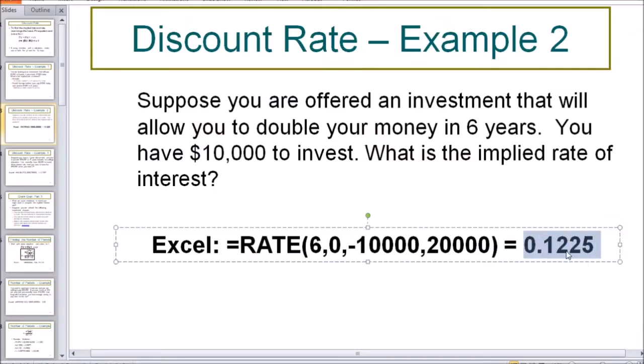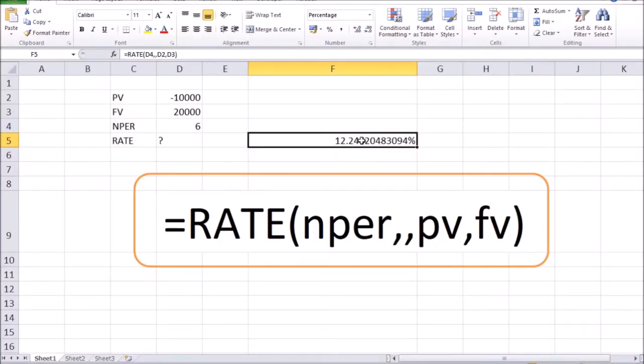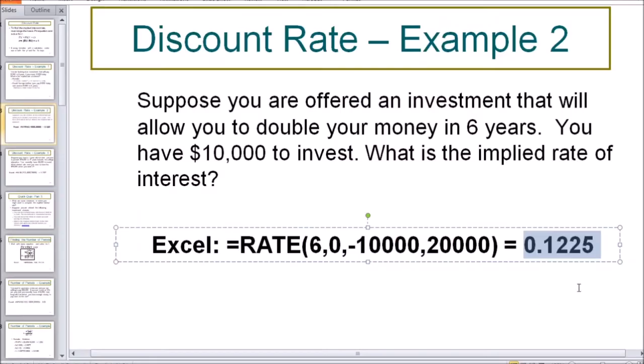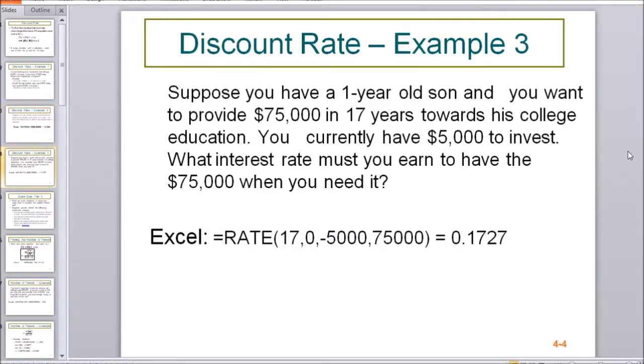Right, 12.25. Yeah, if we round to only 2 decimal places after the point, it's going to be 12.25%. Yes, or in decimal numbers, 0.1225. Okay. Again, as I said, today's class is mostly examples for these two topics.